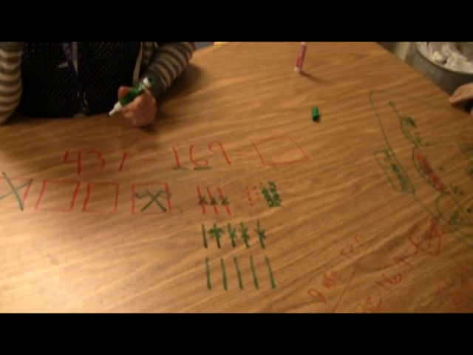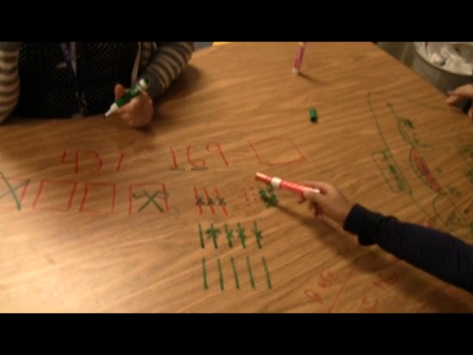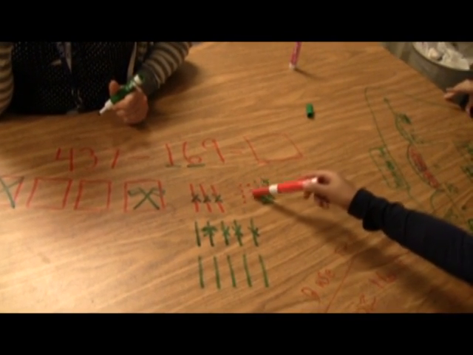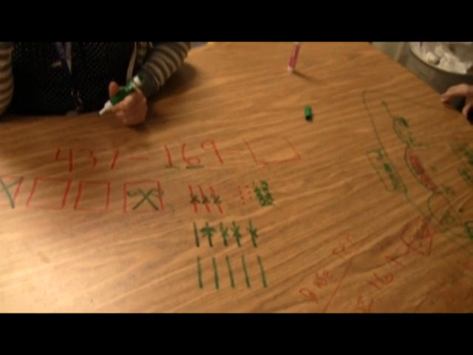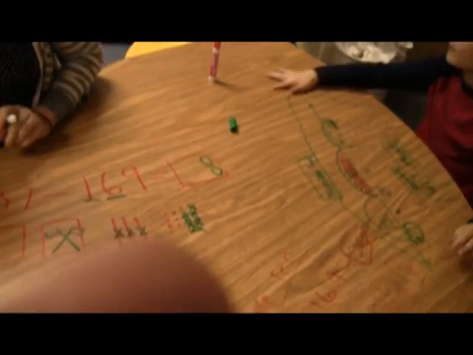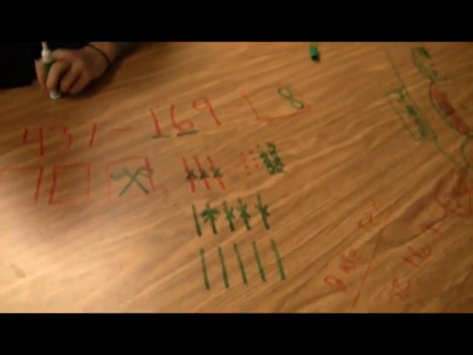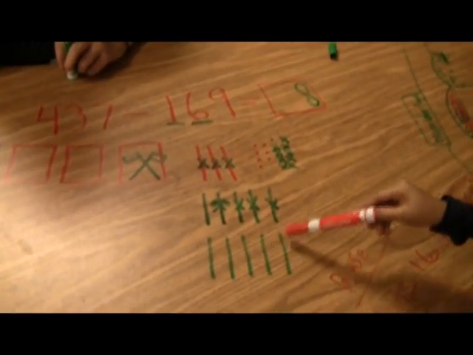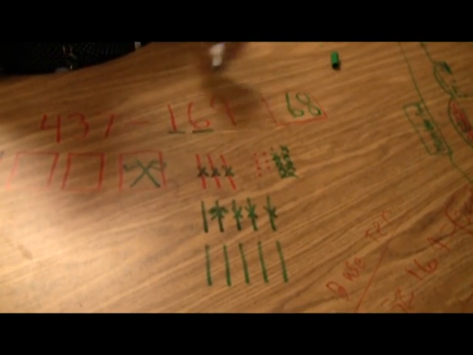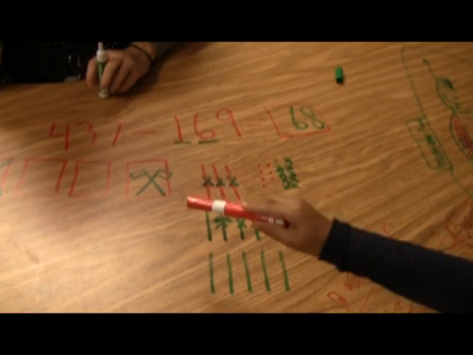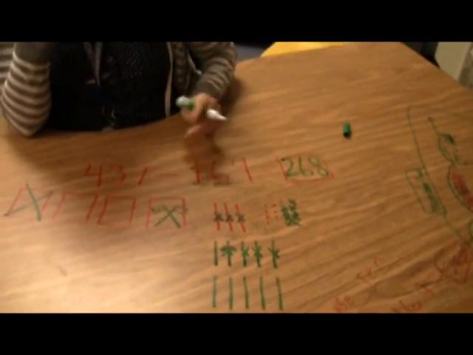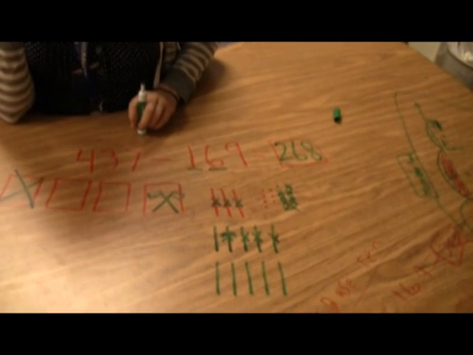Okay, what do we have left? 1, 2, 3, 6 plus 2, 8. Okay, 8 ones. How many tens? 1, 2, 3, 4, 5, 6 tens. And 2 what? Hundreds. 200. Aha, I knew I was right. 268. Okay?